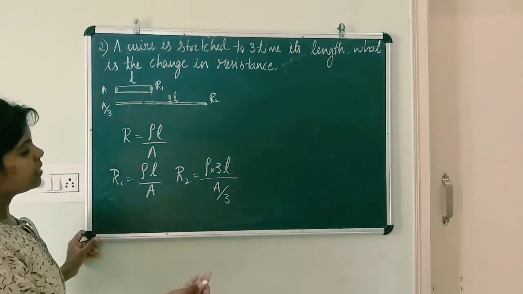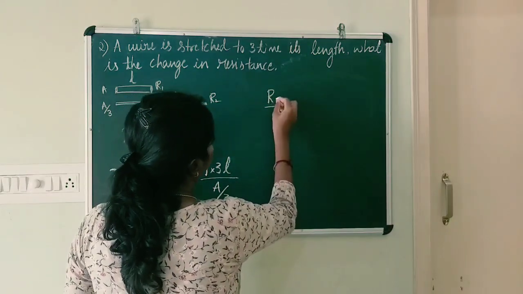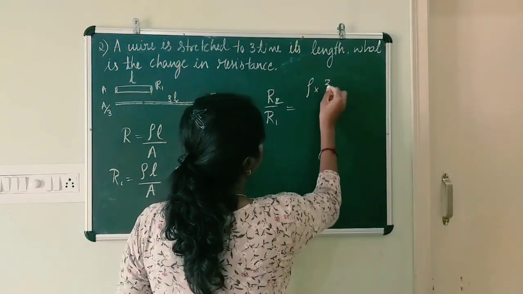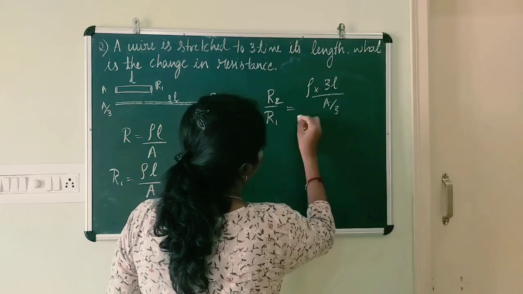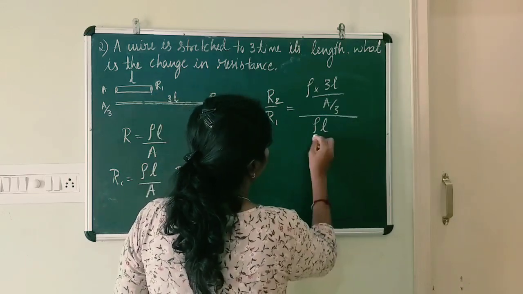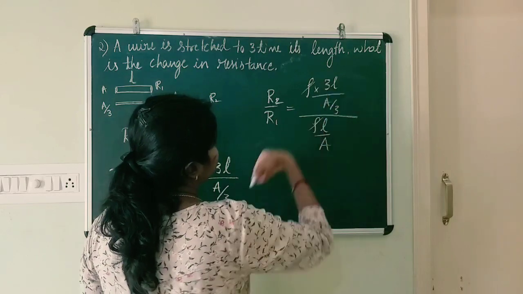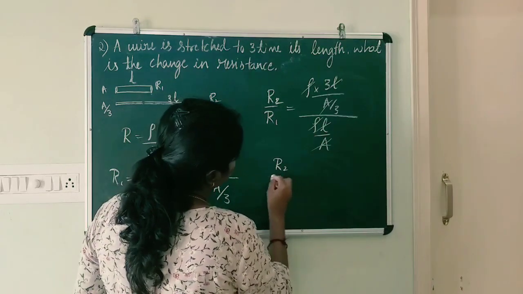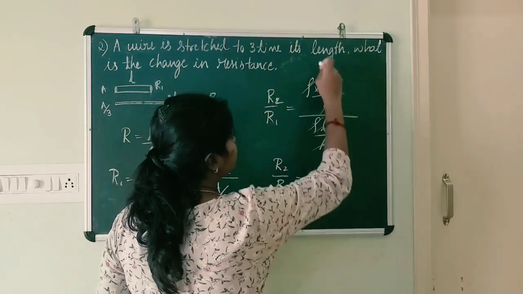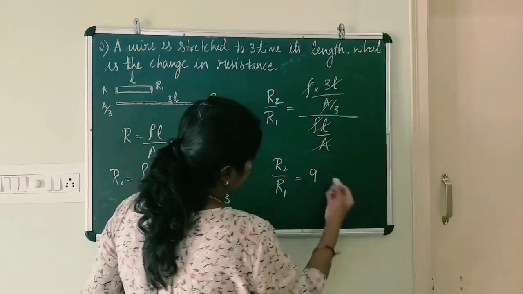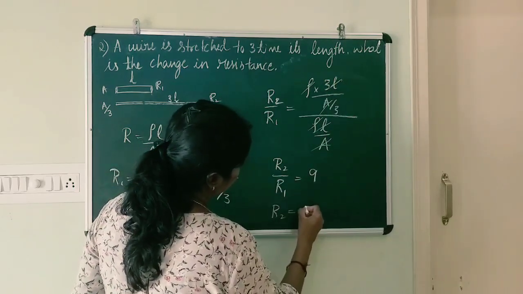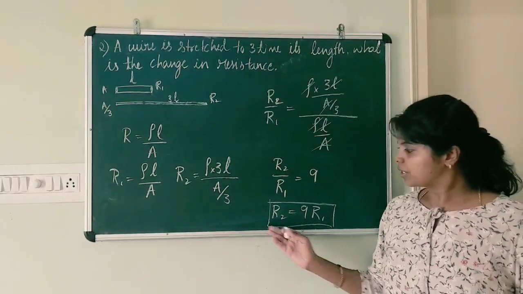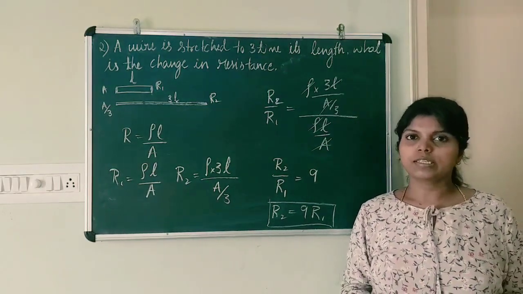To find the change in resistance, we need to take the ratio R2 divided by R1. R2 is rho into 3L by A by 3. R1 is rho L by A. Now this resistivity cancels, length cancels, then area gets cancelled. So R2 divided by R1 is equals to, this 3 goes to the numerator, 3 into 3 becomes 9. So R2 is equals to 9 R1. So this is the change in resistance. R2 is 9 times that of the initial resistance.